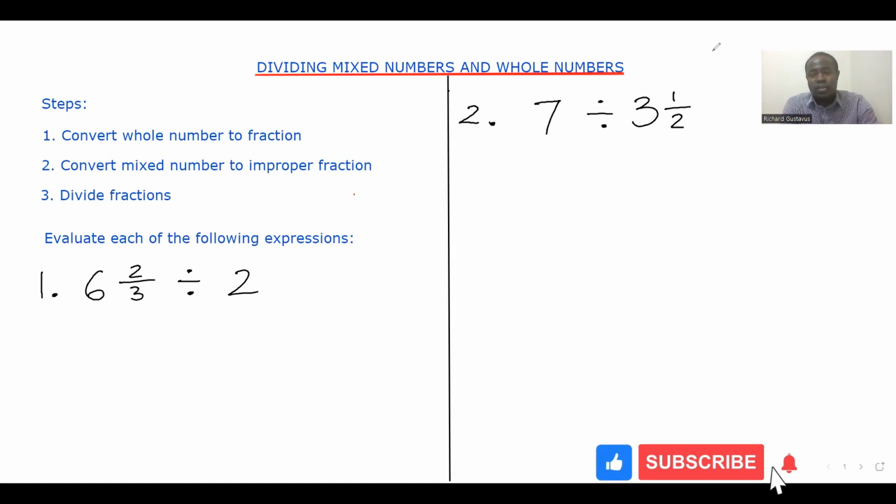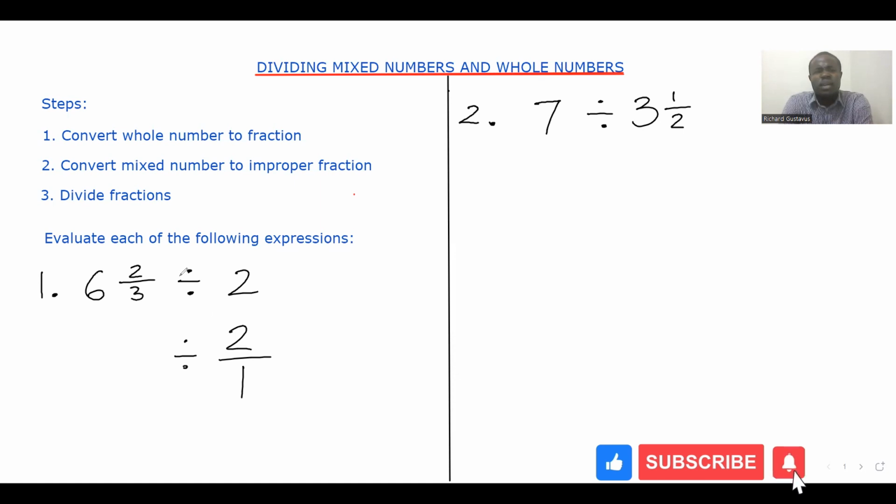Let's jump right into number 1. So we have 6 2/3 divided by 2. The first step is to convert our whole number to a fraction. We do this by dividing the whole number by 1. In this case, our whole number is 2, so it will be 2 divided by 1. Then we write back our operator, which is division.